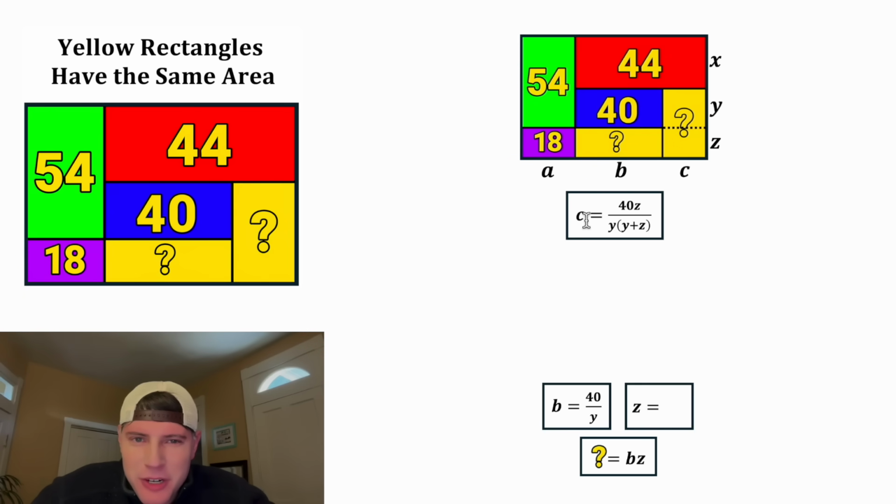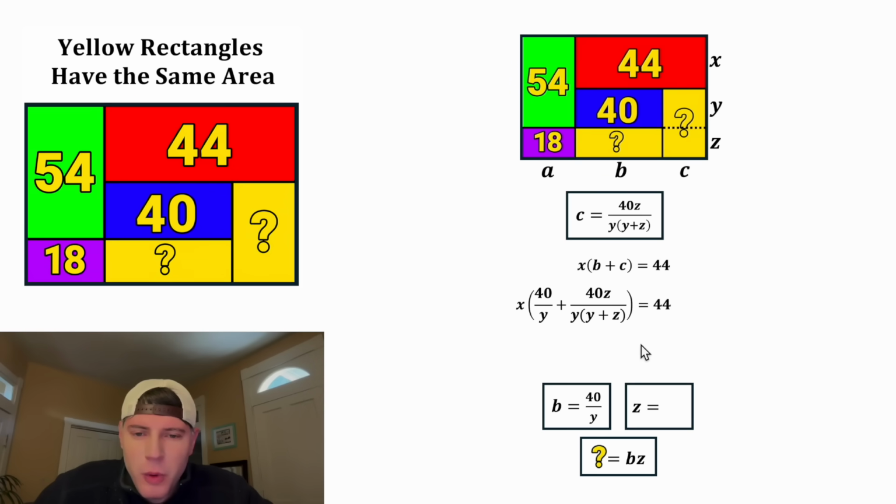Now we got to figure out what else has a C. Well, the only one we haven't used yet is this red rectangle. So we can say the height of X times the base of B plus C is equal to the area of 44. And now from here, we have something we can plug in for both the B and the C. So in the place of the B, let's plug in 40 over Y. And in the place of the C, we can plug in 40Z over Y times Y plus Z. So now we have X times all of this equals 44.